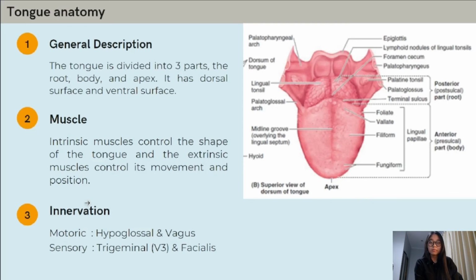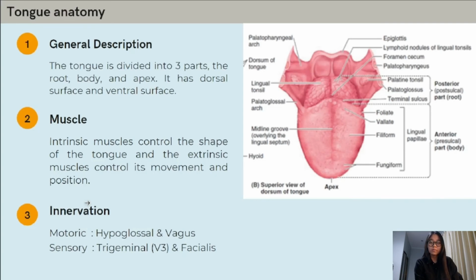The tongue has 2 types of muscle, intrinsic and extrinsic. The intrinsic muscles control the shape of the tongue, and the extrinsic muscles control its movement and position. The intrinsic muscles lie entirely within the tongue and are not attached to bones, while the extrinsic muscles are attached to bones and other structures outside of the tongue.